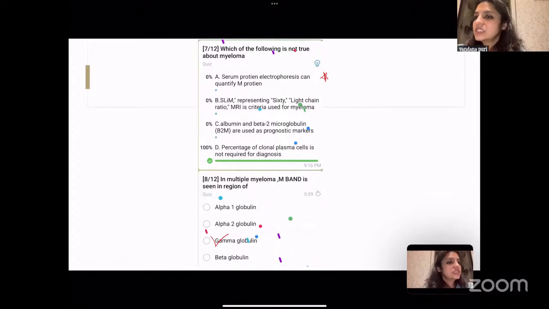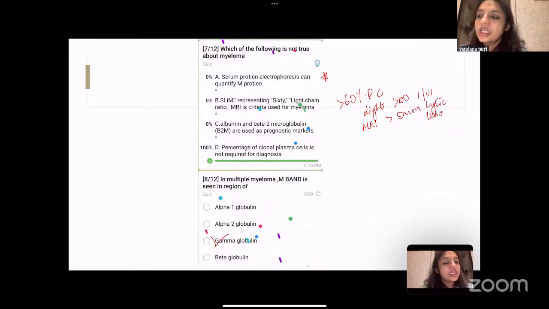SLiM criteria are the myeloma defining events. That is, you need more than 60% plasma cells. You should have light chain alterations, so more than 100 involved to uninvolved light chain ratio. And last, on MRI, there should be more than 5 millimeter lytic lesions. These are the three criteria which you have to see, and I've already told you a story about it in my lectures also, about a case which I saw in my reporting. So this myeloma defining criteria is super important, guys.